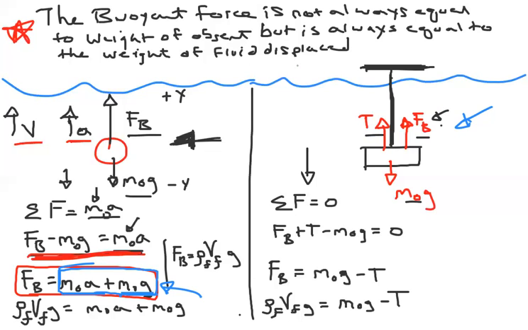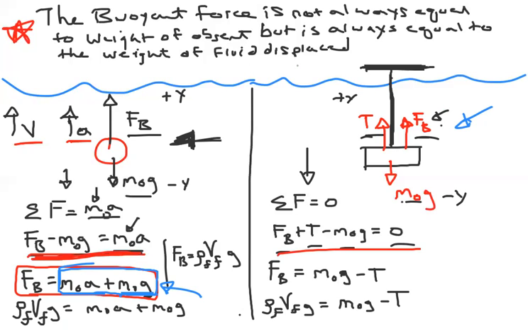Because of that, since it's not speeding up or slowing down or changing direction, Newton's first law applies. And again, up is positive, down is negative. So the buoyant force and tension are both positive, and weight pointing down is negative, and those are all going to be equal to 0.